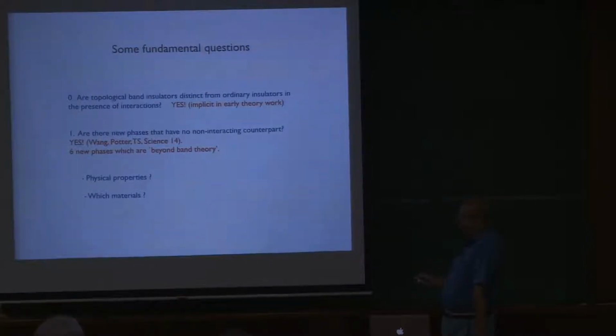beyond band theory. Right? And the questions that one may want to ask are, okay, if I'm asserting that there are 6 new kinds of phases, what are their physical properties, and where should experimentalists look?